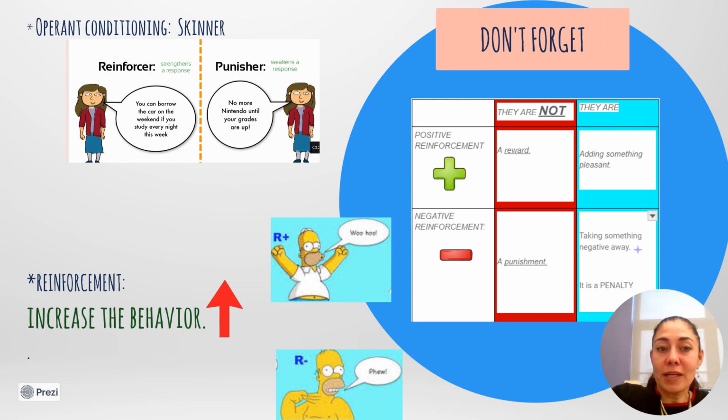Things to remember: operant conditioning is a method of changing behavior by relying on reinforcement and punishment. Reinforcement is a procedure that makes the behavior happen again in the future, increasing behavior. Two types of reinforcement: positive and negative. Positive reinforcement is not a reward, it's adding something to the environment to make the behavior more likely to occur in the future. Negative reinforcement is not a punishment. Think about it like removing something negative in order to increase a response.